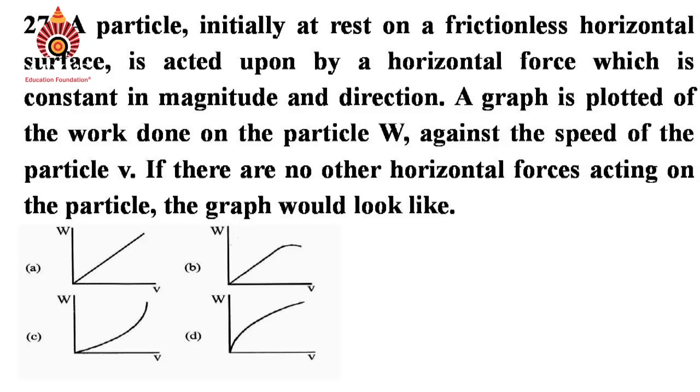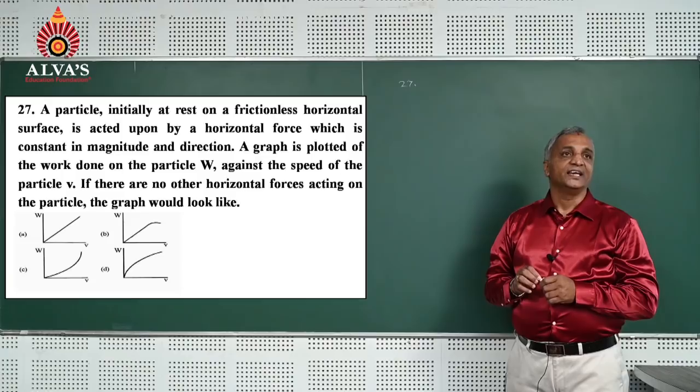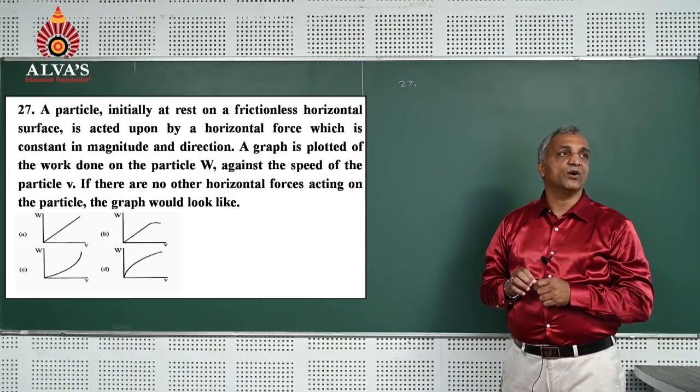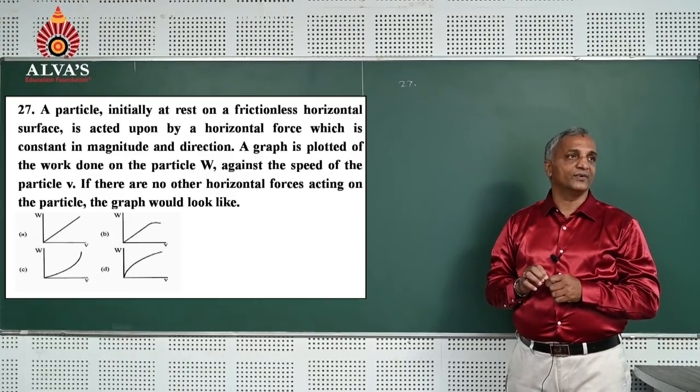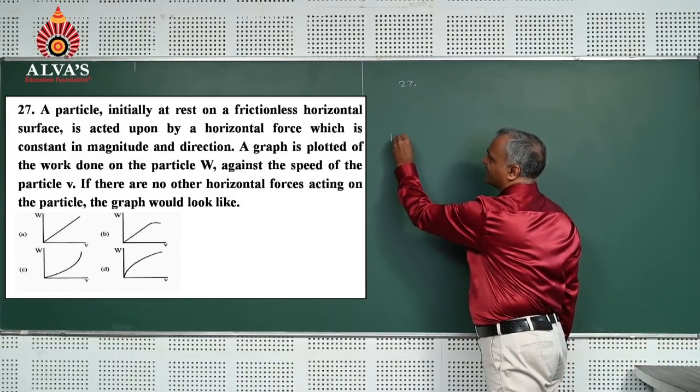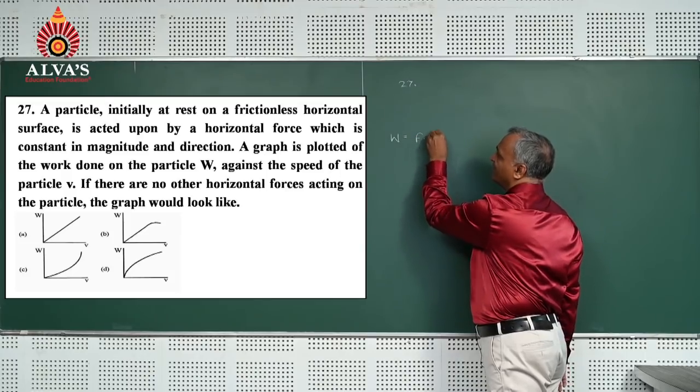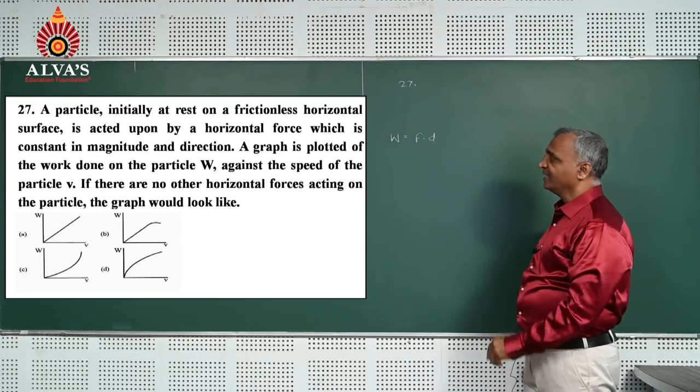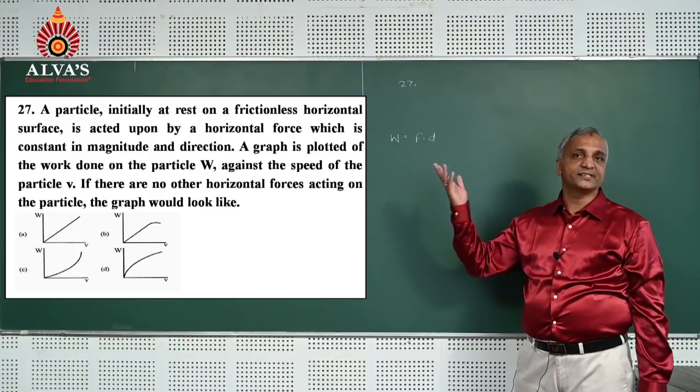Question number 27. A particle initially at rest on a frictionless horizontal surface is acted upon by a horizontal force which is constant in magnitude and direction. A graph is plotted of work done on the particle W against the speed of the particle v. If there are no other horizontal forces acting on the particle, the graph would look like? Of course, I can write work done is nothing but force into displacement. This can be understood by dimensional analysis.